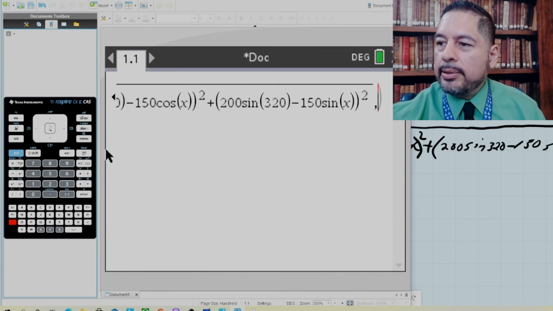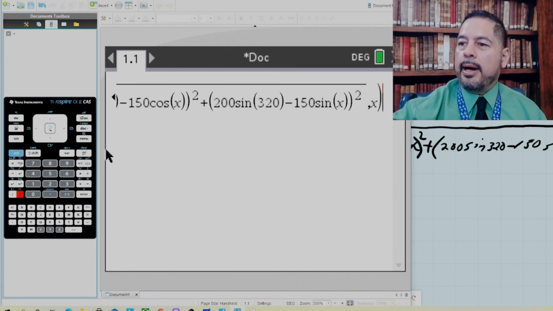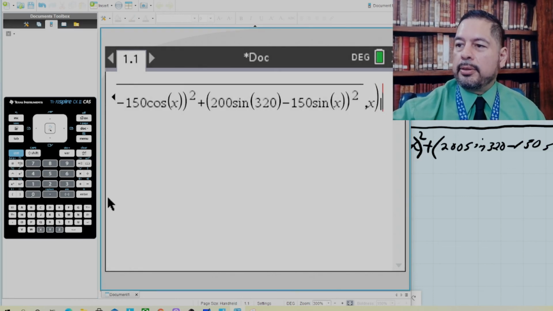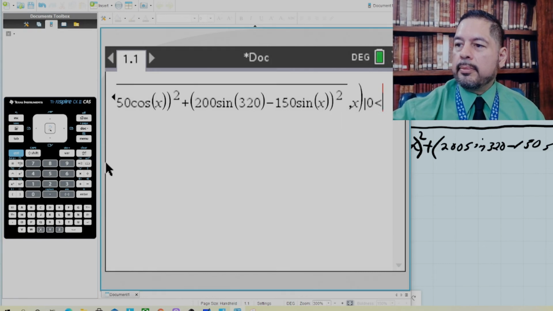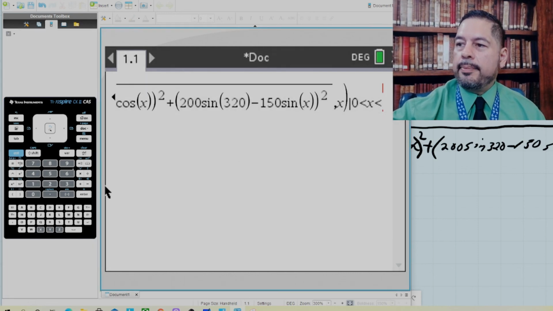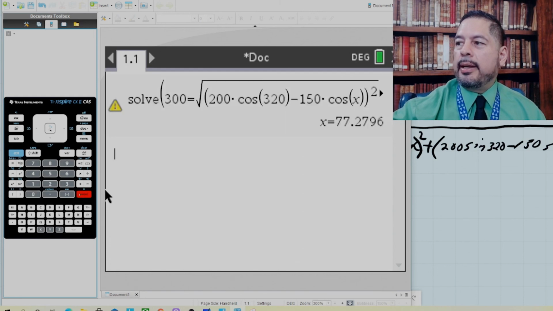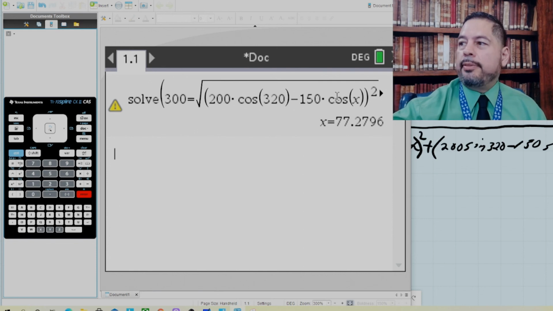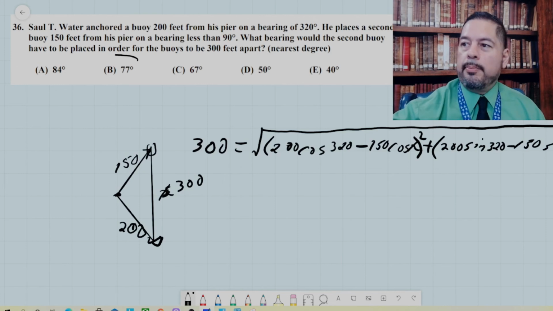Solve for x. And here's a little trick. They ask you for a bearing less than 90. So oftentimes at the end, I'll put "such that" and I'll put 0 is less than x is less than 90. And that'll give me the answer in the specified range. I push enter, and I get 77.2796. 77.2796, and the answer would be B.